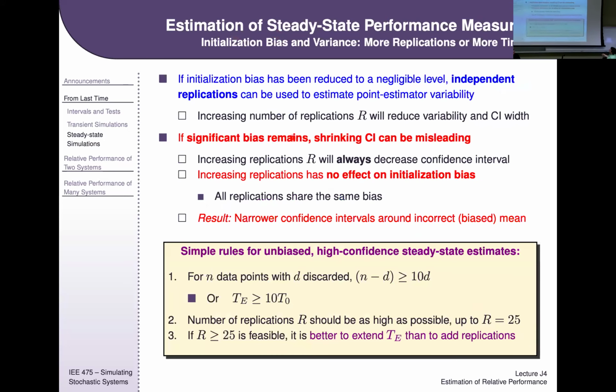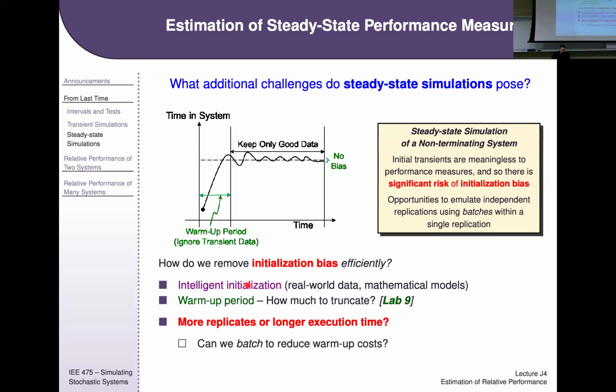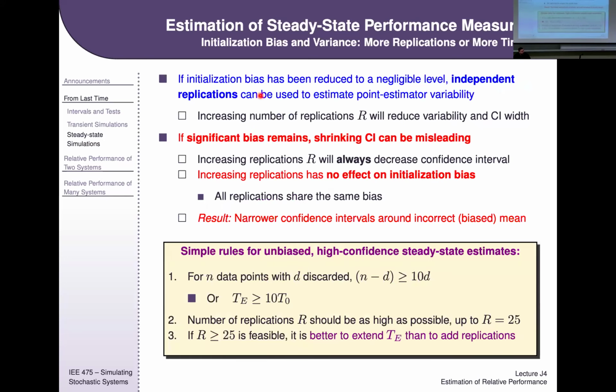So the idea here, we talked about intelligent initialization last time. You can use real world data, you can use mathematical models from 470. So I'm going to focus here just on the warm up period and then the execution time question. And if we assume again that initialization bias has been reduced to a negligible level, then at that point we just need to choose how many replications we want to run. And we can do that using the same methods that we did for transient sims.